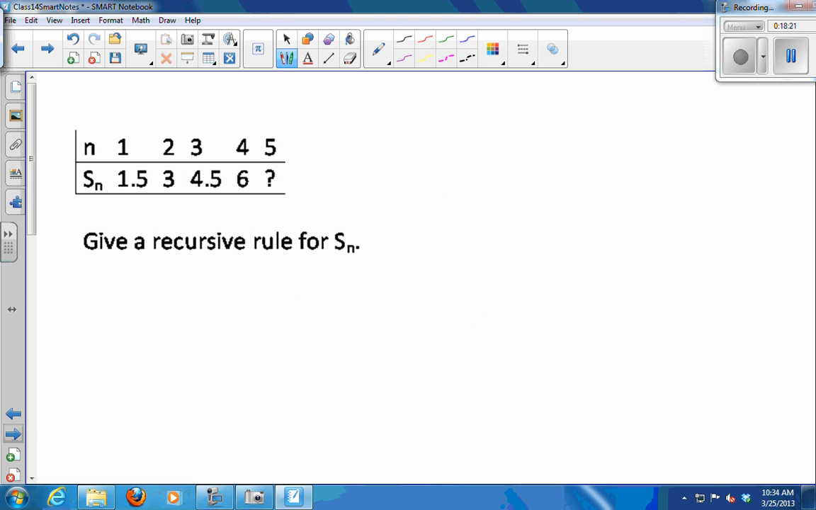All right, so my recursive rule for S sub n is something plus 1.5. So S sub n is the nth term in the list. Any given term is equal to the term right before it, plus 1.5. The term right before the nth is S sub n minus 1.